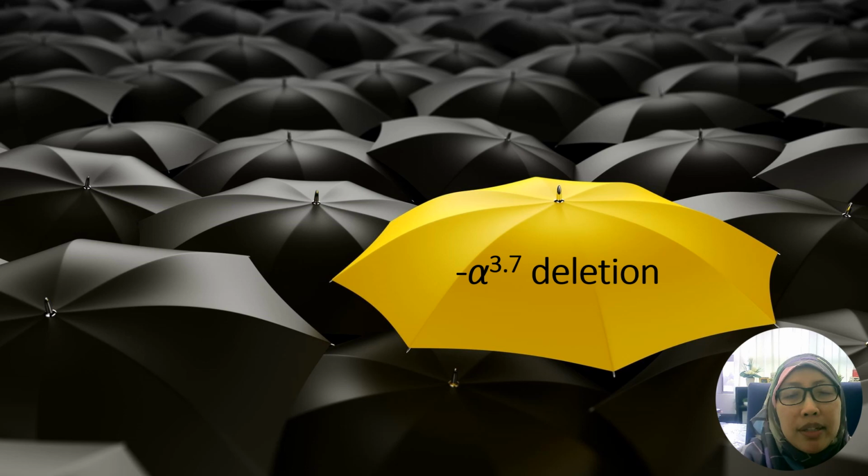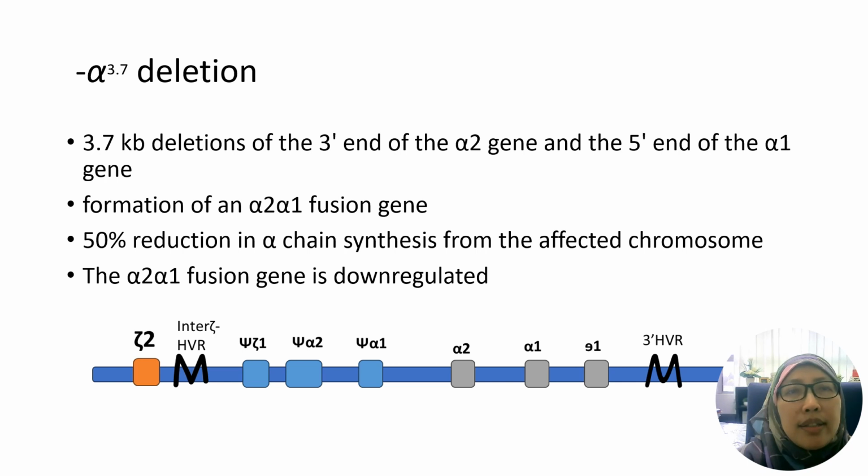Now let's go into a bit more detail about the alpha 3.7 deletion. Alpha 3.7 deletion designates a group of 3.7 kilobase deletions of the 3' end of the alpha 2 gene and the 5' end of the alpha 1 gene, with formation of an alpha 2 alpha 1 fusion gene. This results in about 50% reduction in alpha chain synthesis from the affected chromosome. The alpha 1 and alpha 2 fusion gene is downregulated in comparison to the normal alpha 2 gene.